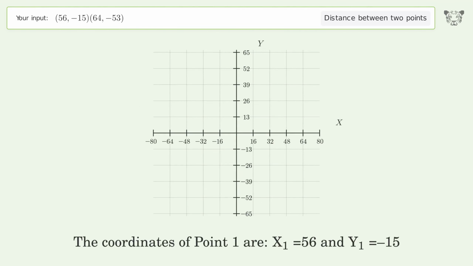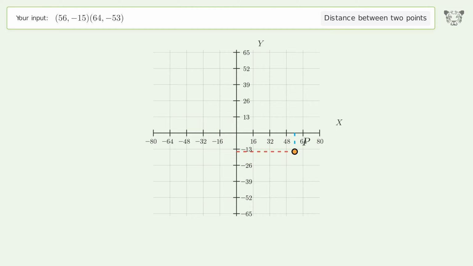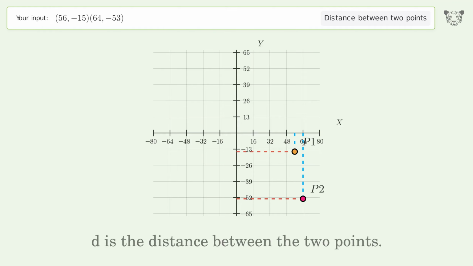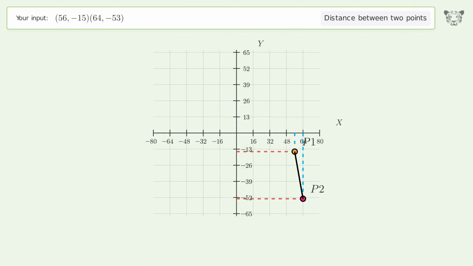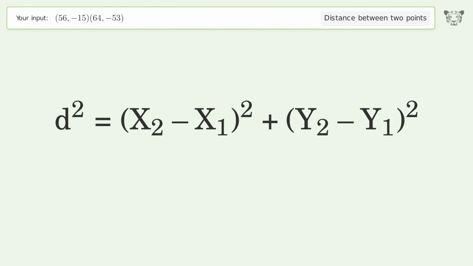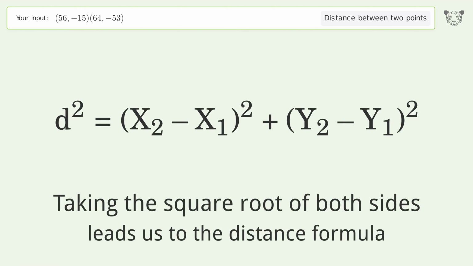The coordinates of point 1 are, x1 equals 56 and y1 equals negative 15. The coordinates of point 2 are, x2 equals 64 and y2 equals negative 53. D is the distance between the 2 points. The Pythagorean theorem tells us that taking the square root of both sides leads us to the distance formula.